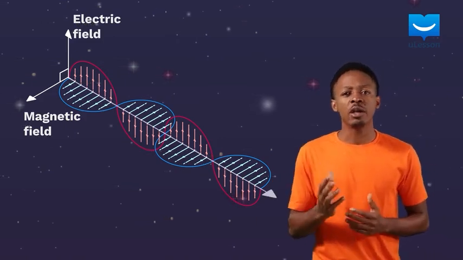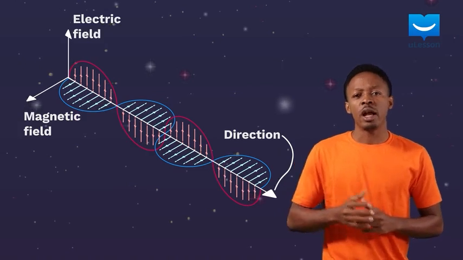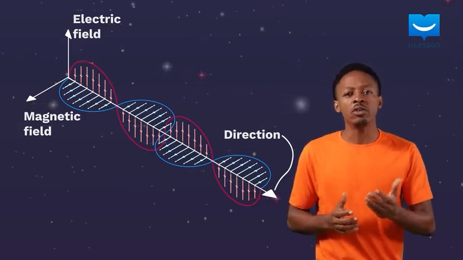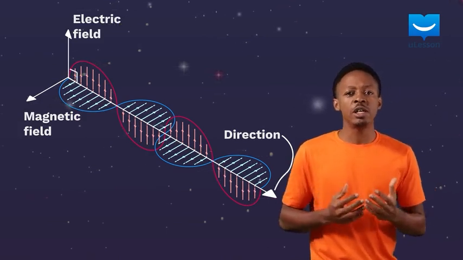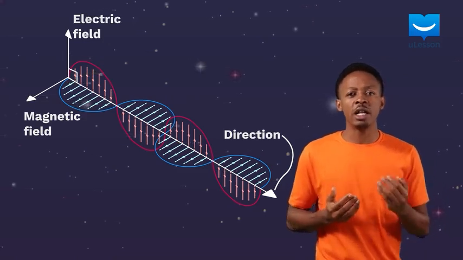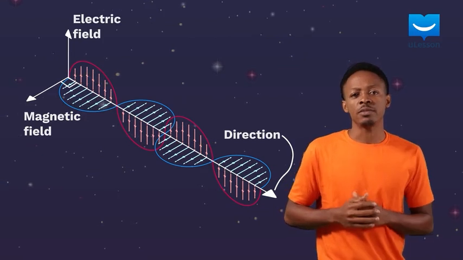Now let us compare their direction of vibration to the direction of the wave. As you can see, the wave is moving horizontally. Looking at the angle the electric field makes with the direction of the wave, you will notice this makes an angle of 90 degrees. Doing the same for the magnetic field, as you can see, it is also 90 degrees.